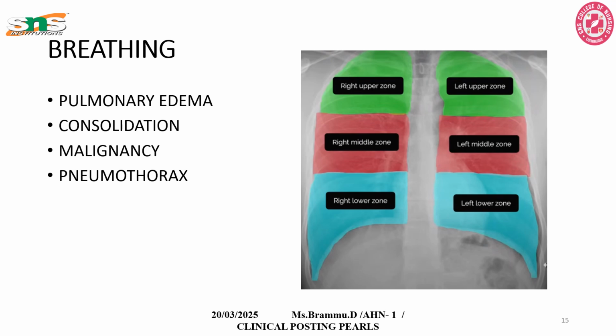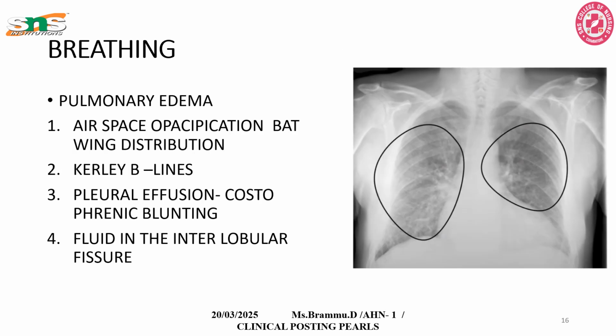In case of pulmonary edema, consolidation, or any malignancies or pneumothorax, these zones are highly specific, and there can be uniform changes due to the pathological condition. So coming to the breathing, starting with pulmonary edema. This X-ray picture depicts airspace opacification, a bat-wing pattern present on both sides, as well as Kerley B lines, and pleural effusion on the sides in the pleural space. You can also see the costophrenic angle blunting.